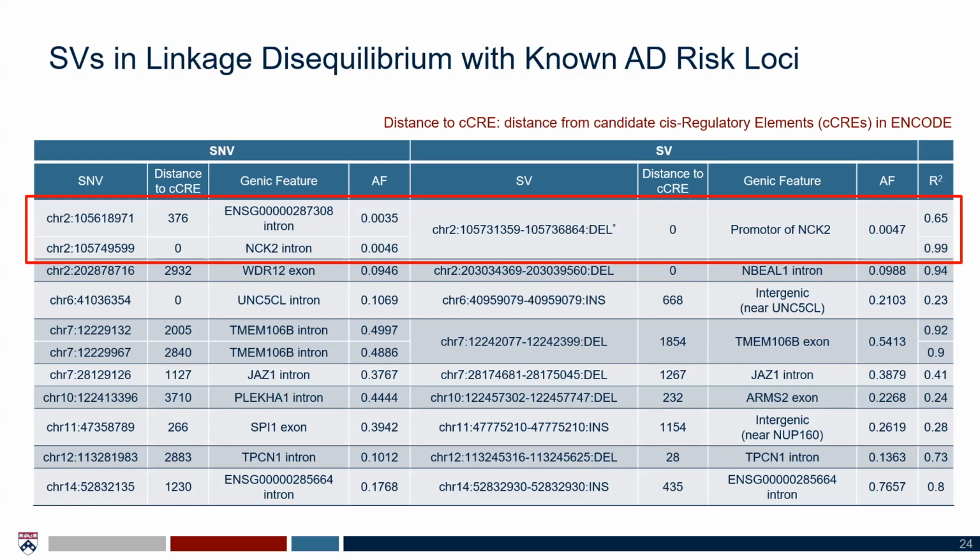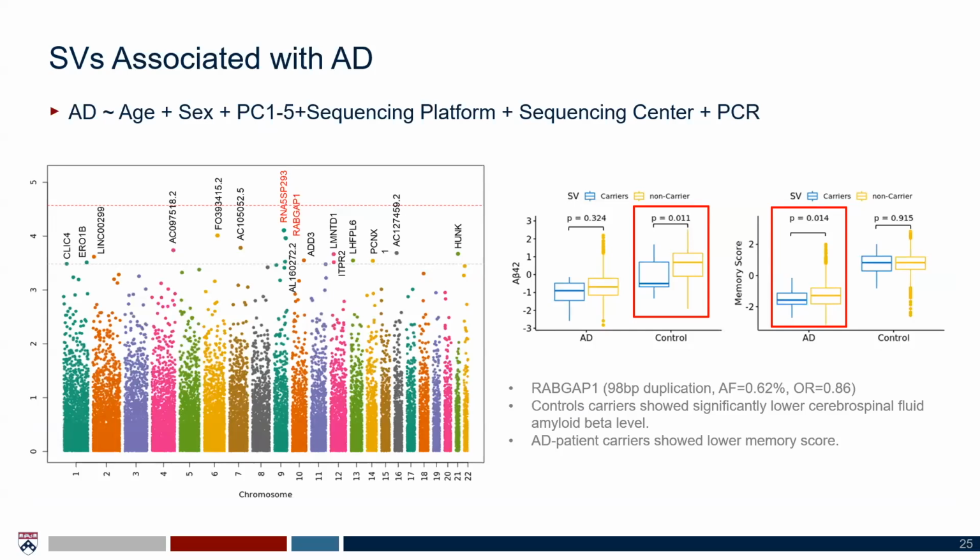This table is only the first half; if you go to that preprint, you will see the full information. We also did the structural variant association with Alzheimer's disease. These two duplications I highlight because I was able to replicate them on another data set, the R4 data set. Especially for this RAB-GAP1 98 base pair duplication, it is a rare duplication, and the odds ratio is 0.86. It shows us a protective factor.